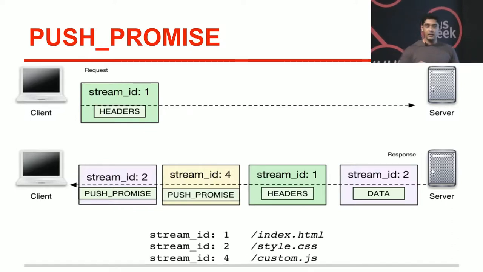So imagine the amount of latency this reduces. Let's say you have 80 assets being loaded in a single page, and the server sends a push promise for all those assets in the single request for the single page. You reduce a huge chunk of time, essentially. The latency reduces a lot, especially if you really know that these are the statically included assets which you are going to send to the client.